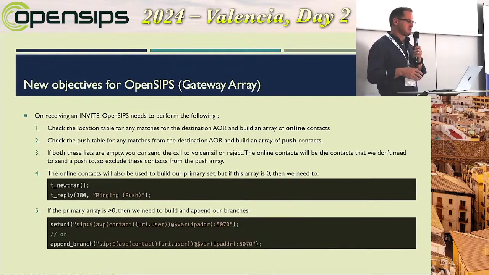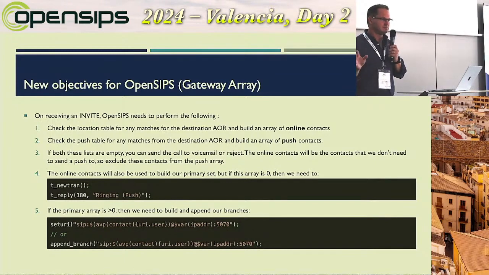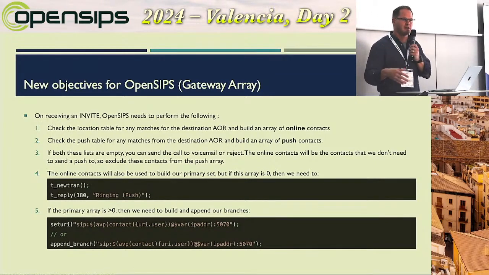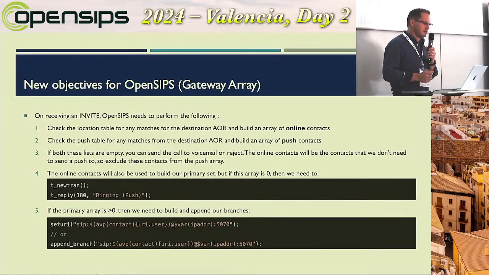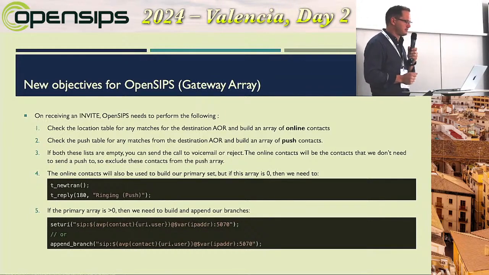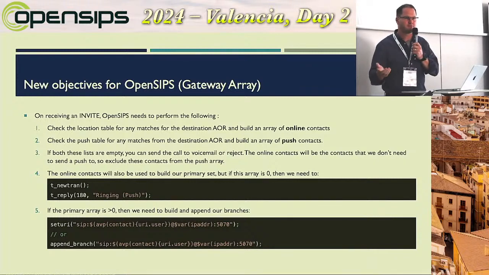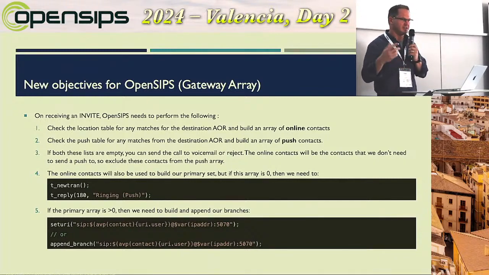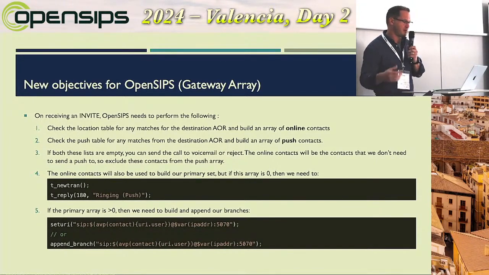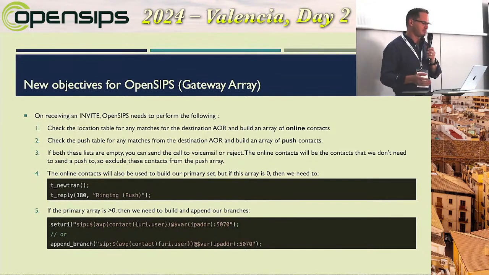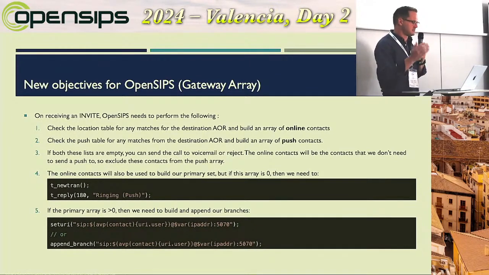So if these two lists are 0, well, now we can send the call to voicemail or reject the call or whatever you want to do. You're not available. Okay? But if I have online contacts and I have those same contacts in my push array, what it means is that even though I've subscribed for push, I'm online. You don't have to send me a push, right? So we reduce those users from my push array. Okay? So we're left with an array of online contacts and push contacts.